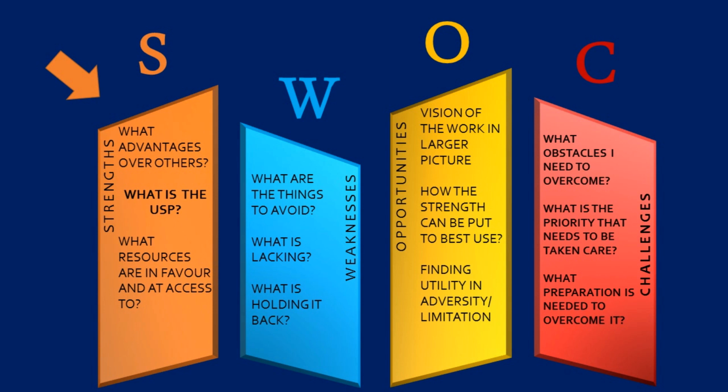That's one point. Then weaknesses. What are the things to avoid? So remember, if you're avoiding things because of a weakness, that will come out. What is lacking? What is holding back? These are important questions. And then you have opportunities.